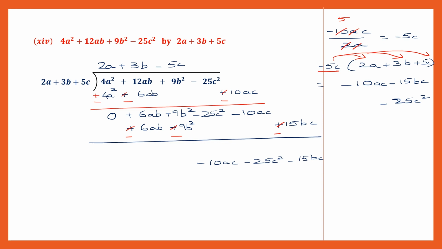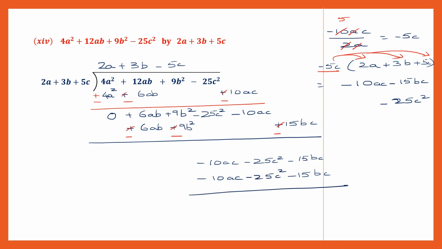So what do we have here? We have minus 10ac minus 15bc minus 25c square, which we are going to write below this in the order of like terms. So minus 10ac, I can put it below ac. So that is minus 10ac. Then what do I have? I have minus 15bc. So put it under bc and bc is here. So minus 15bc. Then what do I have? I have c square. So minus 25c square below this. So this is minus 25c square.